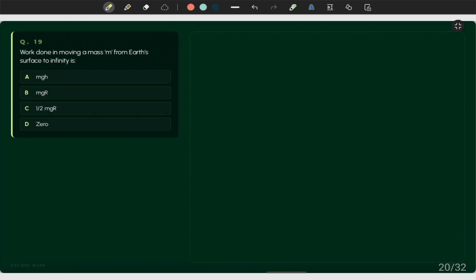Question number 19. Work done in moving a mass m from Earth's surface to infinity. So work done to move a mass from the surface to infinity is the gravitational potential energy, which is equal to work done, mgR.